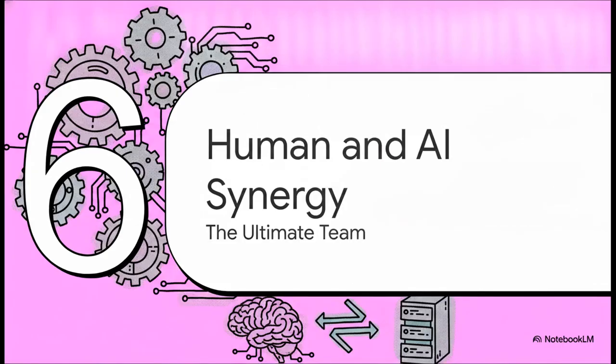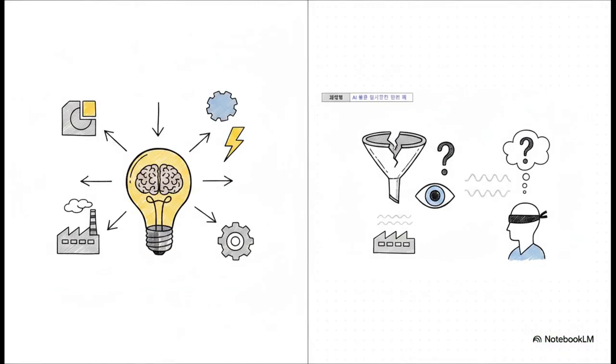Finally, Section 6, Human and AI Synergy, the Ultimate Team. To wrap up this 6-session explainer, let's zoom out and look at the overarching philosophy here. It is not about machine versus human. It's about machine and human. Now, while AI expands our brainstorming horizons tremendously, offering up incredibly diverse alternatives across operations, equipment, and energy that we totally might have missed, it also has very clear limitations.